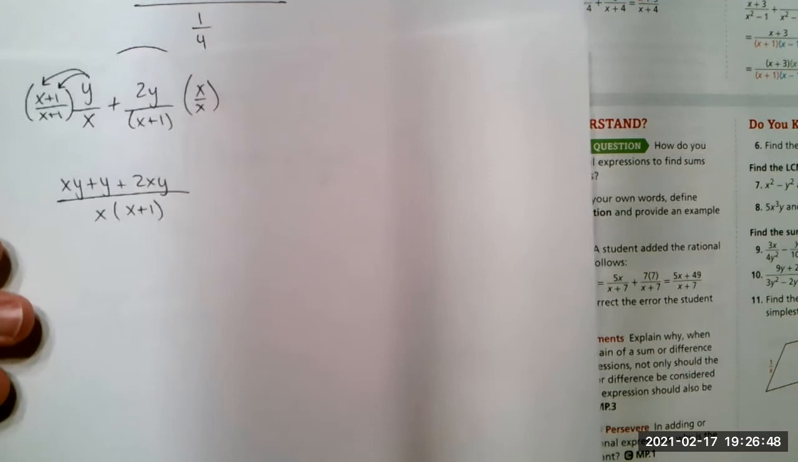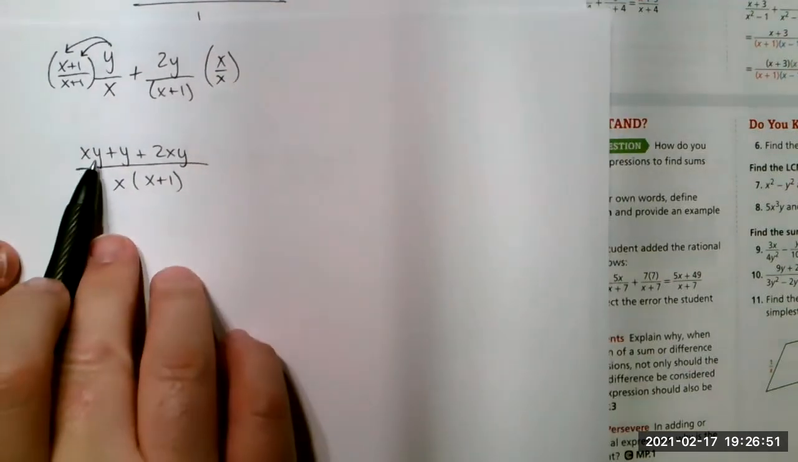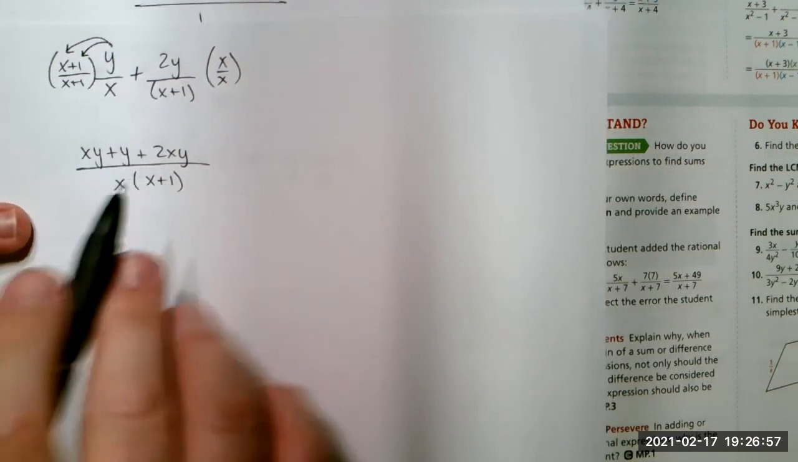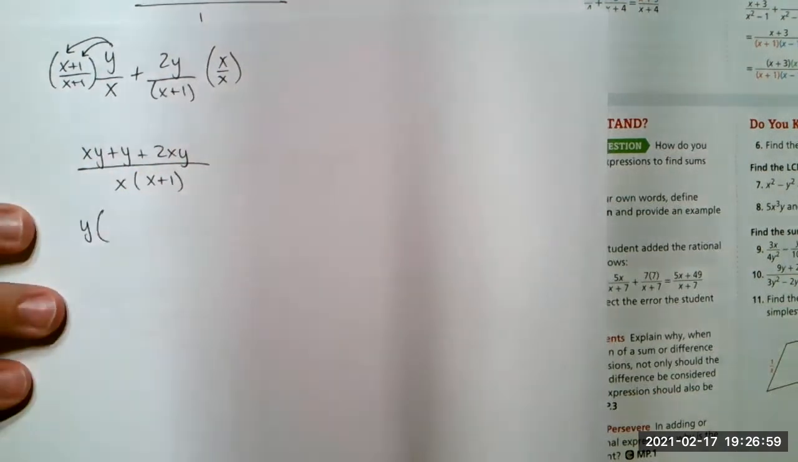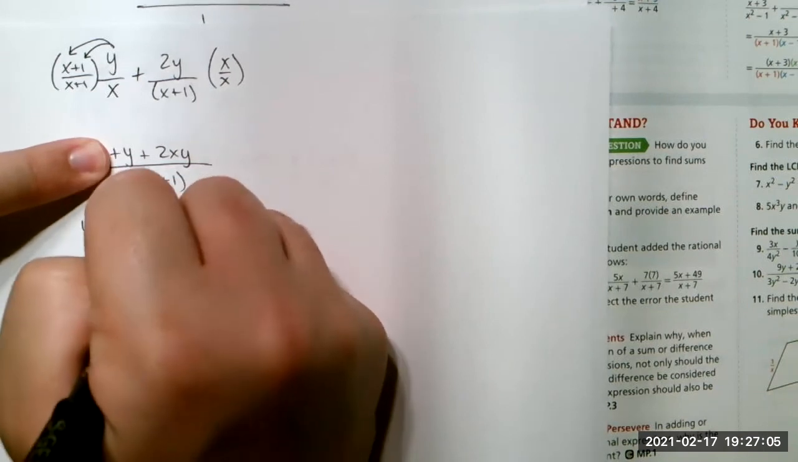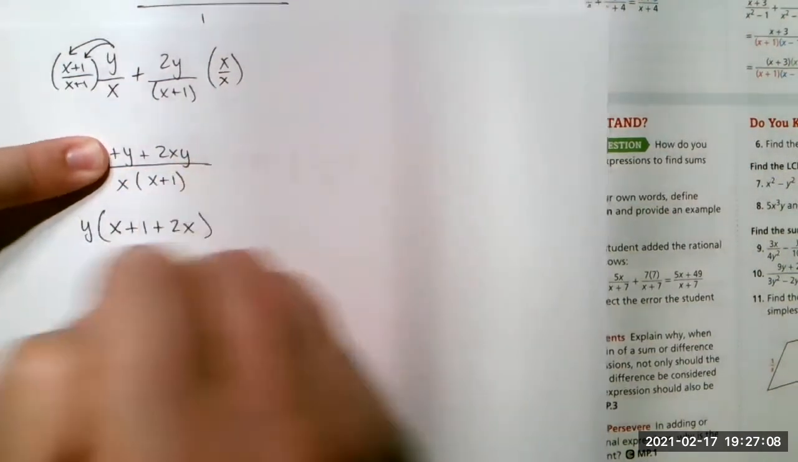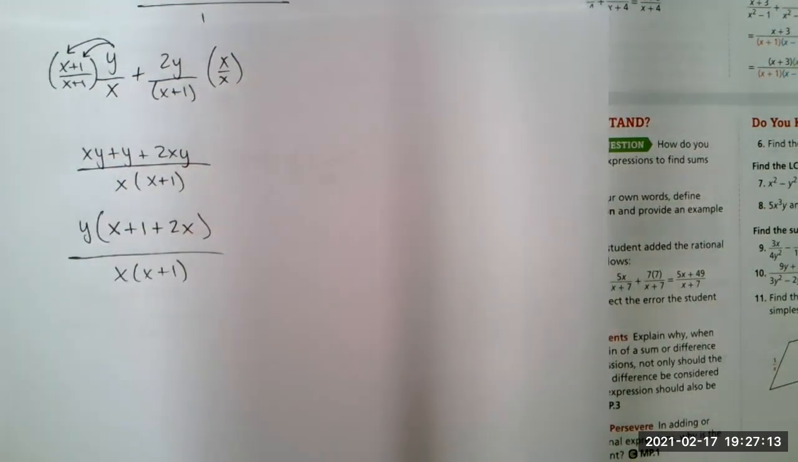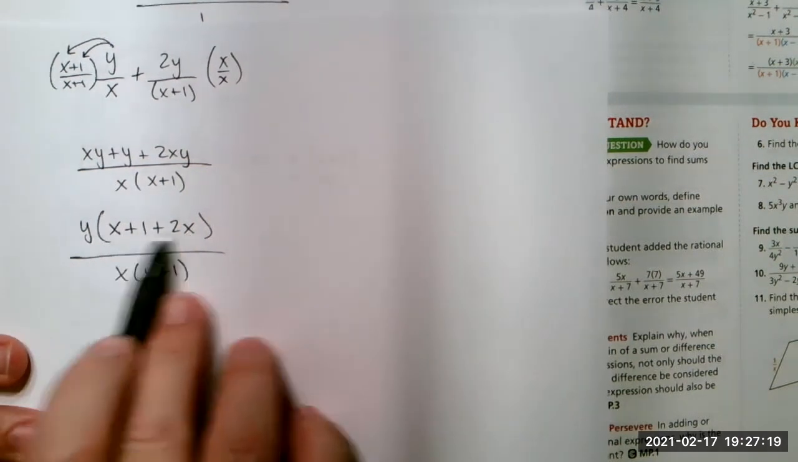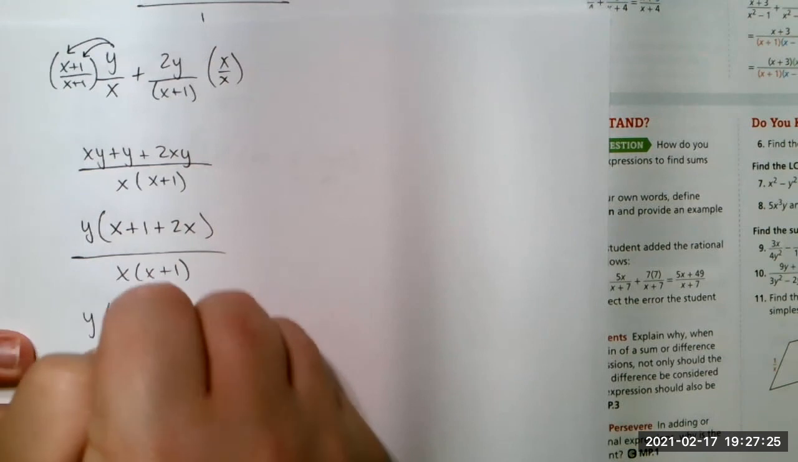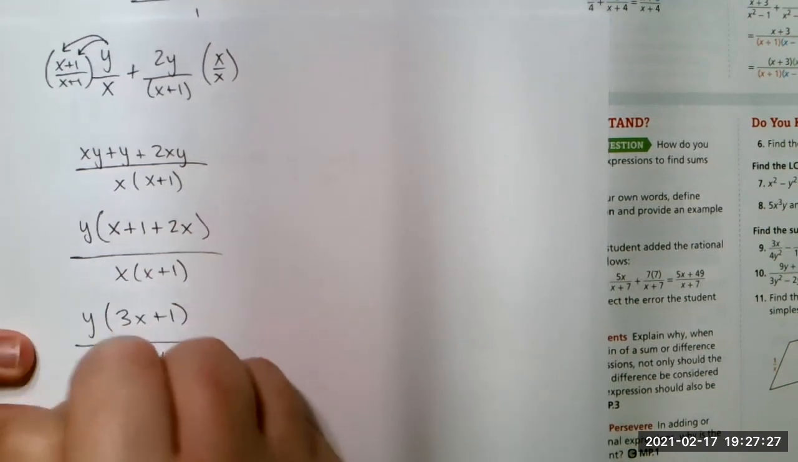Now, at that point, I'm seeing some common things inside my numerator. All three of these terms have a y in them. So I think what I'll be able to do is GCF out a y, and that's going to leave me with x plus 1 plus 2x, and then my denominator. And now I can go ahead and add like terms. I've got an x and a 2x. X plus 2x is 3x. So I have y times 3x plus 1 over x times x plus 1.